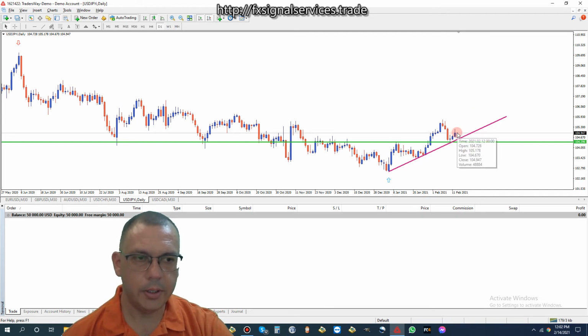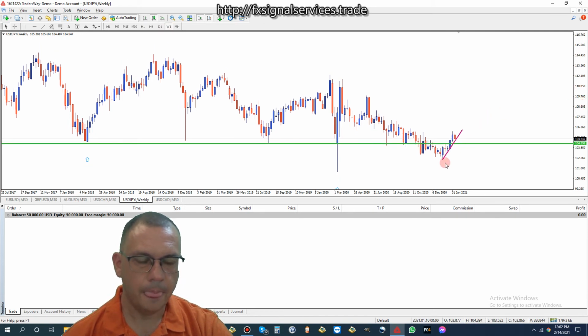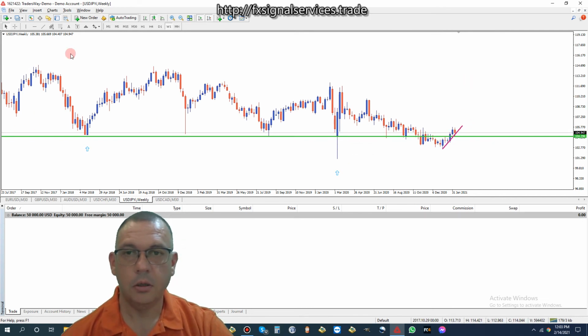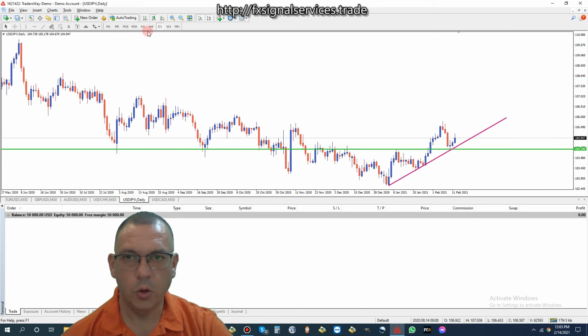So what will happen is the price will probably drop back down, touch that trend line, and go back up again. If you look at the weekly chart, there's that trend line, and we have a blue arrow here, which we've had for a long time, but it's definitely going up long term. So what should you do this week?